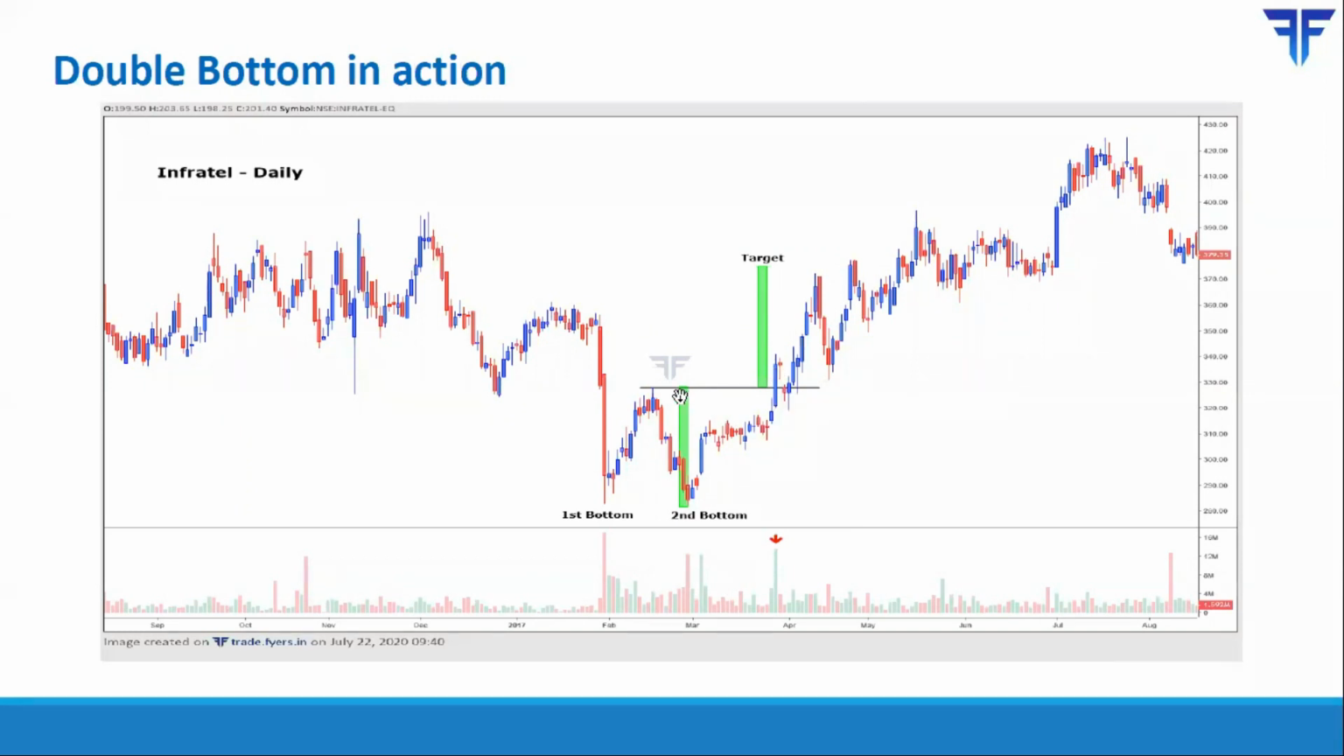The minimum objective of this pattern was the vertical distance between the bottom and the neckline, which is later on added to the neckline. So this was the target, and as you can see, it was achieved, and because this is a daily chart, it was achieved in a month or so. So this was a very nice move. As you can see, the breakout occurred somewhere around 325, and the price target of that pattern was approximately 380. So it was a very nice 15-16% kind of move that was signaled by this pattern.